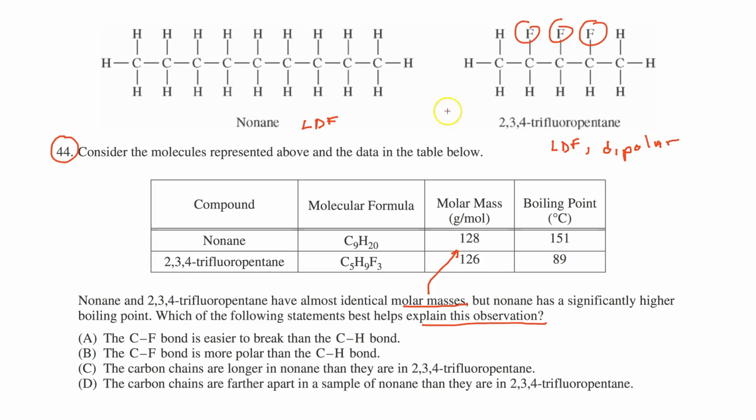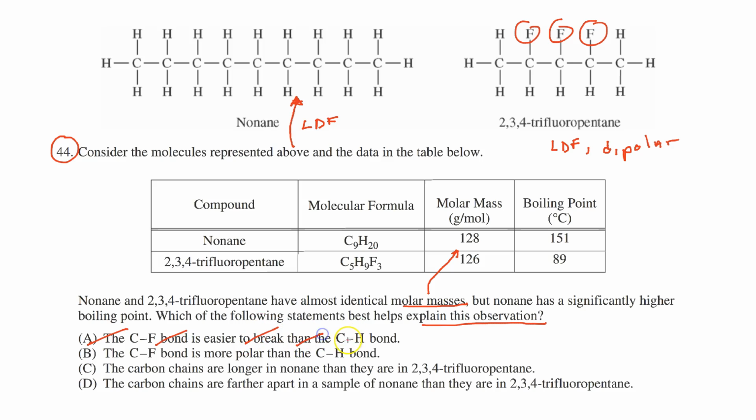So this must mean that nonane's LDF forces are so great that they overtake or supersede the LDF and dipolar forces collectively. Its LDF forces are so great that they're greater than both the LDF and dipolar forces put together. Now, that's not really what any of these choices are talking about, so we have to go there. So choice A, the CF bond is easier to break than the CH bond. That has nothing to do with this.